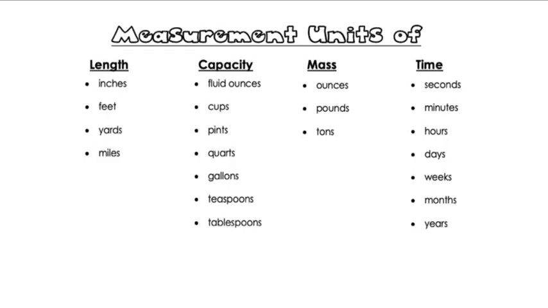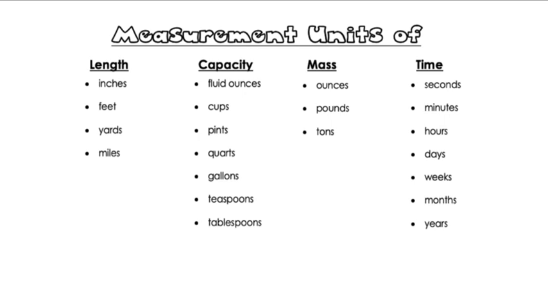Here are some of the measurement units of the 4 major measurement conversions that we're going to be doing: length, capacity, mass, and time. So the US customary measurement units in length are inches, feet, yards, and miles. The measurement units of capacity, the US customary units, are fluid ounces, cups, pints, quarts, gallons, and sometimes we'll talk about and you'll see teaspoons and tablespoons.